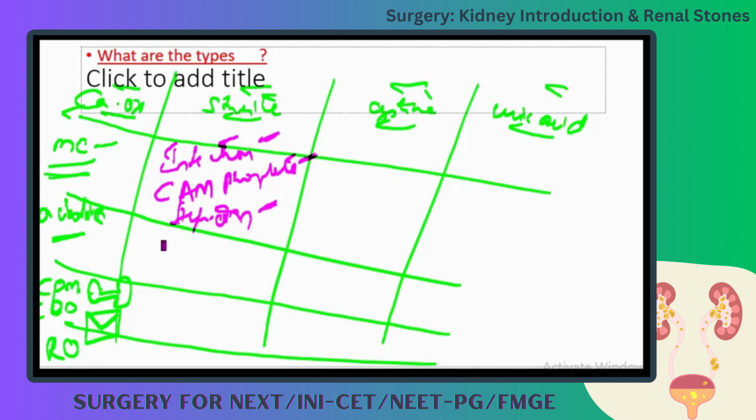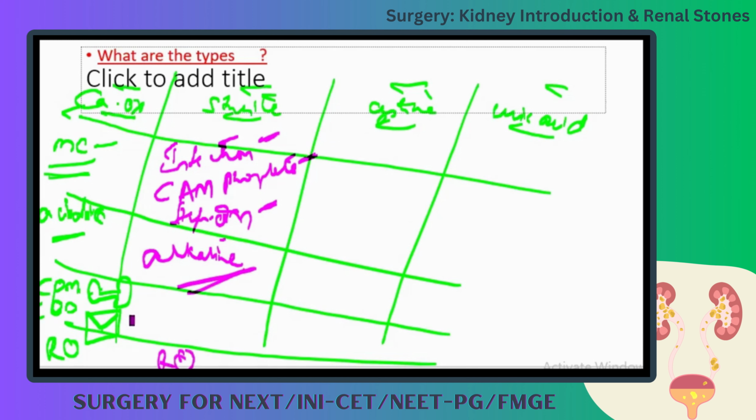It forms in which urine? Acidic urine or alkaline urine? Alkaline. Why? Good, but alkaline only. But why is it alkaline? In acid, do organisms grow in acid? No. So this is an infection stone. This stone is due to infection, organisms. So it is alkaline urine. This is also radio opaque.